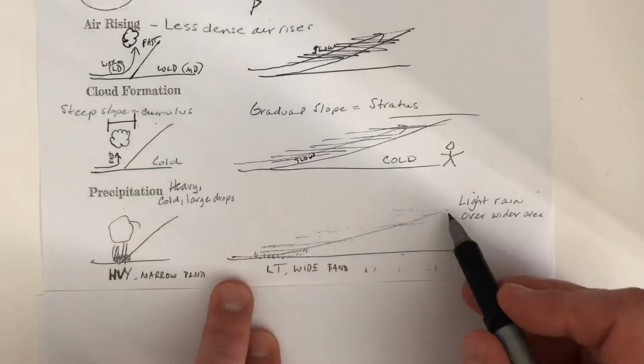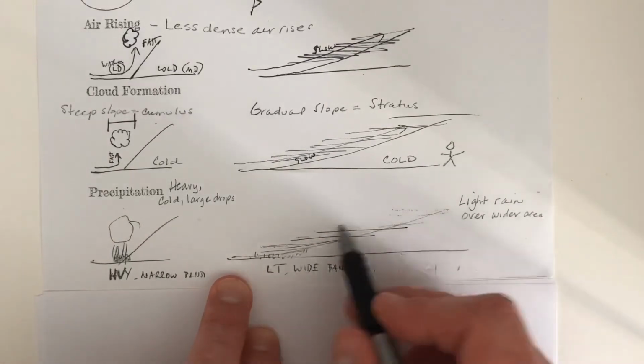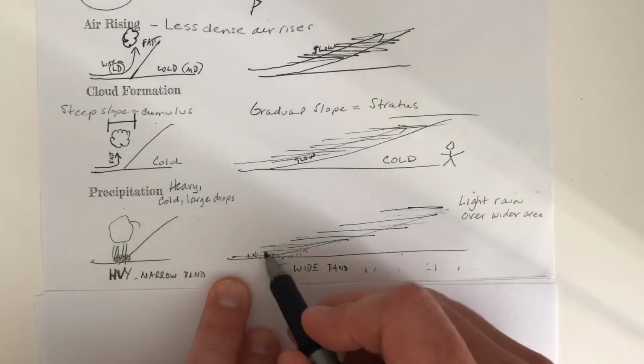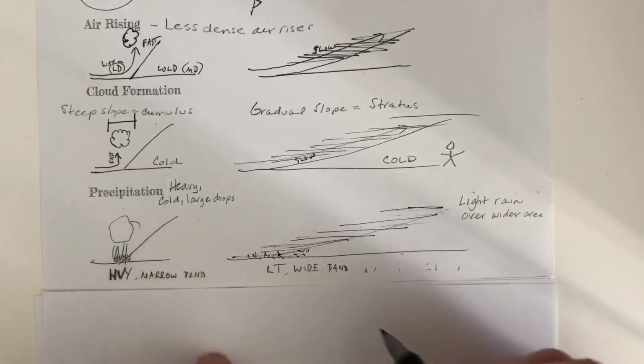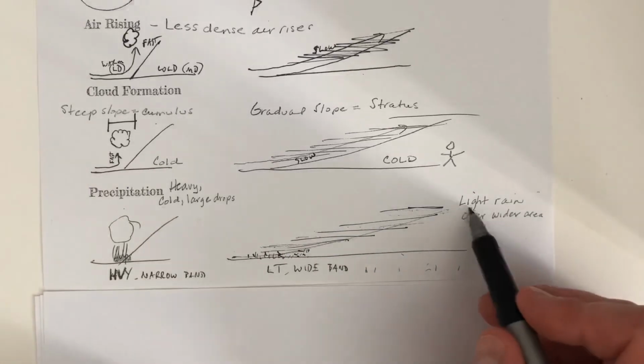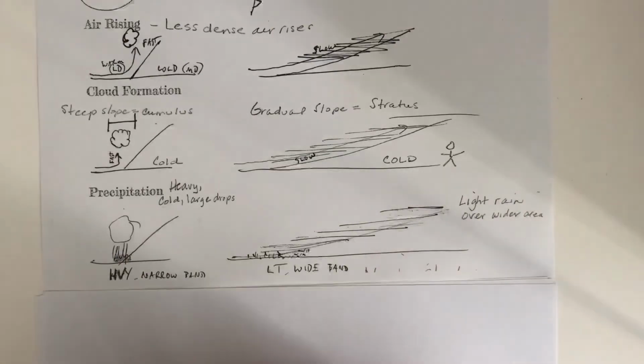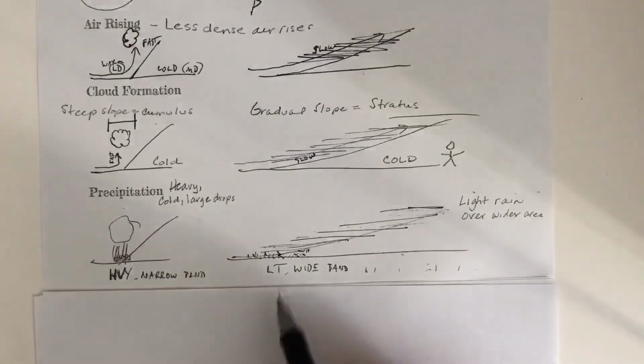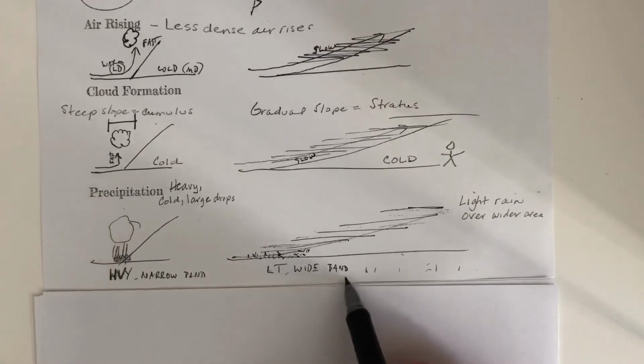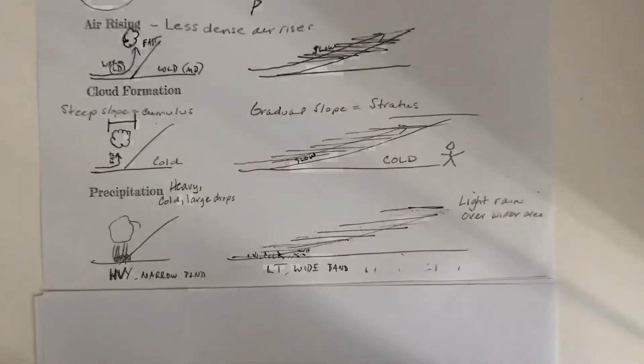In a gradual slope, all this moisture is spread out. So the rain is going to be spread out. The droplets won't be as big, and so you get light rain, and it's spread over a wider area. So when you have a gradual slope, you have light rain, and there's a wide band of it over a nice wide area.